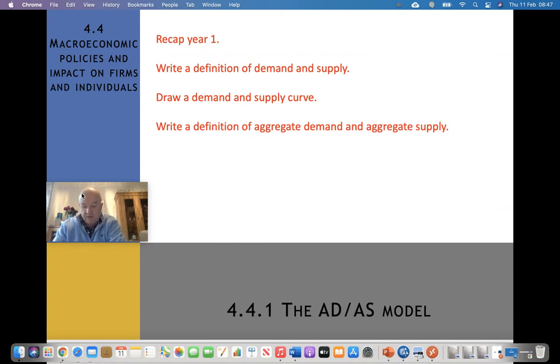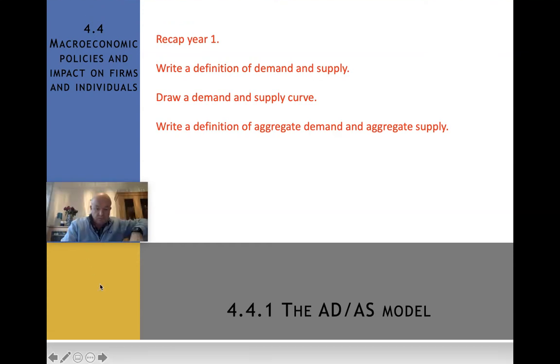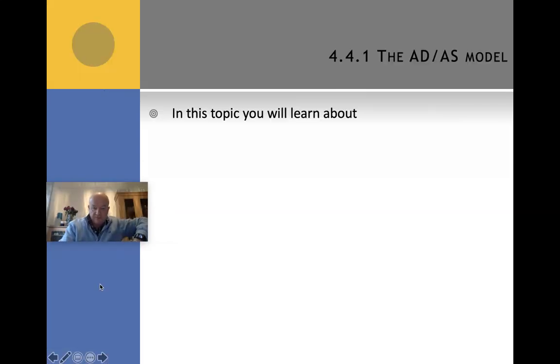So that's a little bit of a revisionary task for you to consider, and then we'll move on and start looking at how the AD and AS model can be used to help understand and show your understanding of macroeconomic policies and the impact on firms and individuals. So take a look at what we're going to learn about in this topic then.